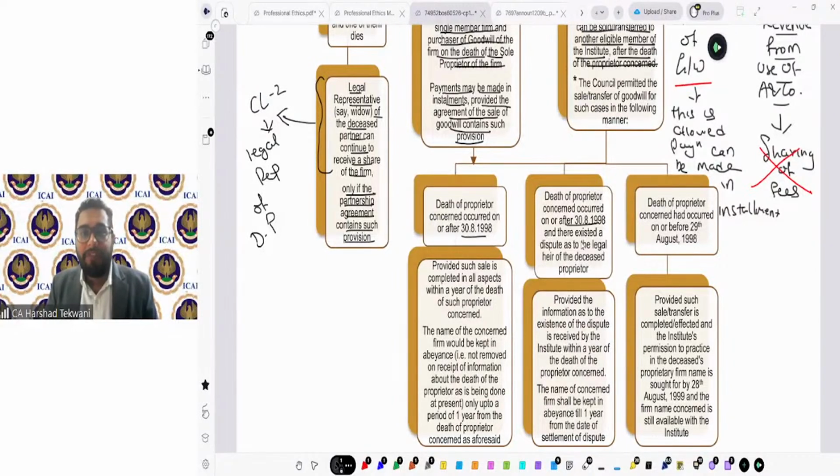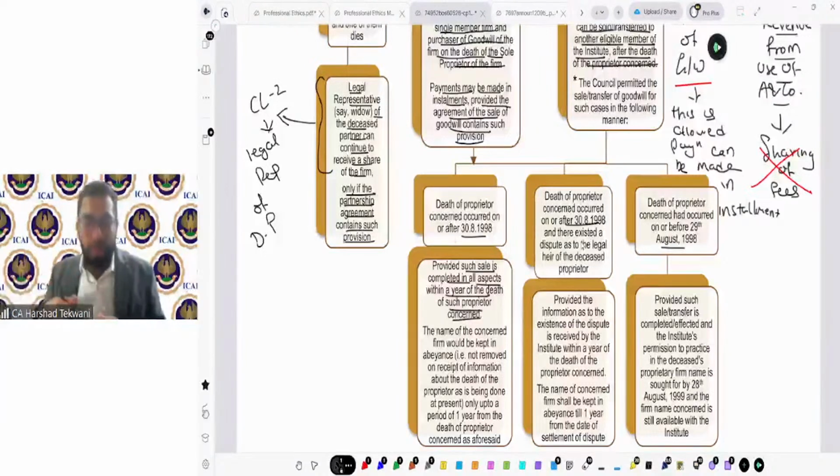If the death occurred before 3/8/1998, or after 3/8/1998, that is, if the death of the proprietor occurred on or before 29th August 1998, so both scenarios are there. Okay, let us see one by one. If the death had occurred on or after 30/8/1998 and the sale of the goodwill is completed in all aspects within the year of death of such proprietor, in that case, the name of the concerned firm would be kept in abeyance.